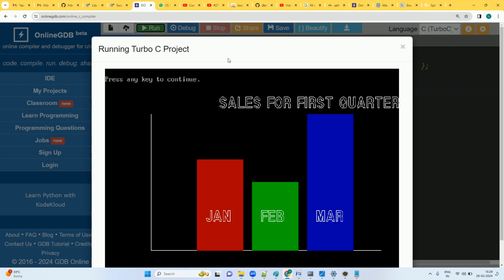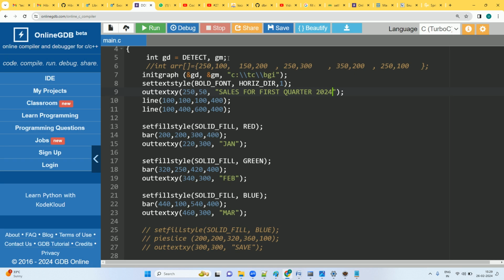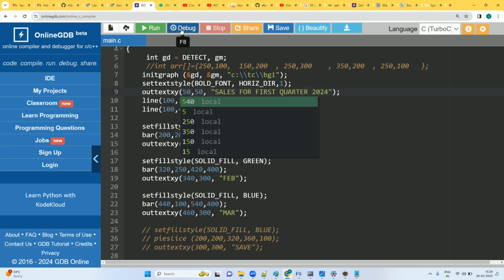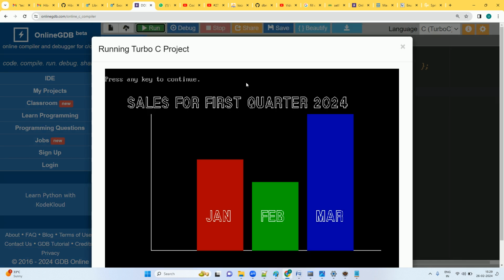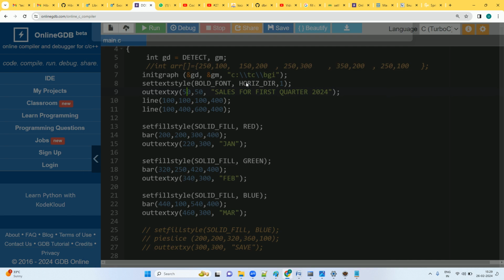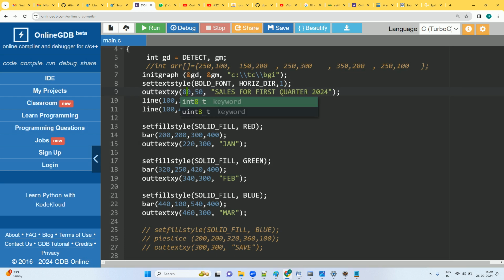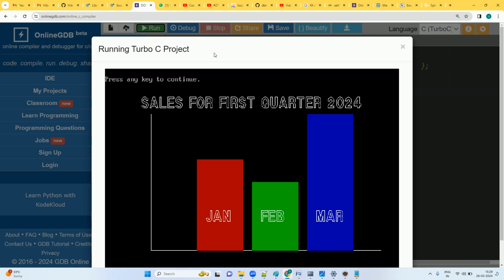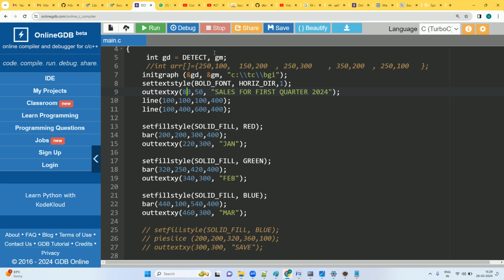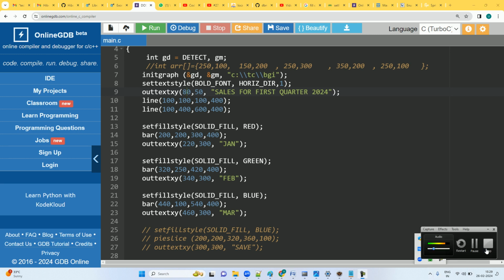Yes, no, maybe. It should have come more towards the left. So 250 is towards the right. Let's keep it 50. Let's shift it towards the right by 80, so it will come properly on the graph. Make sense? Guys, you all can play around with this. This was your last topic in graph.